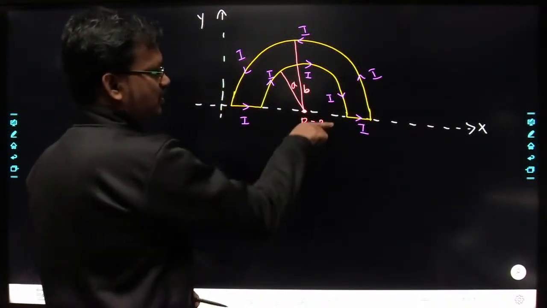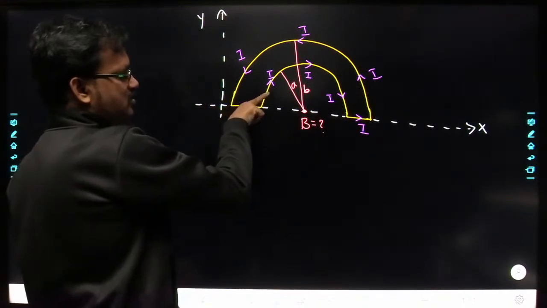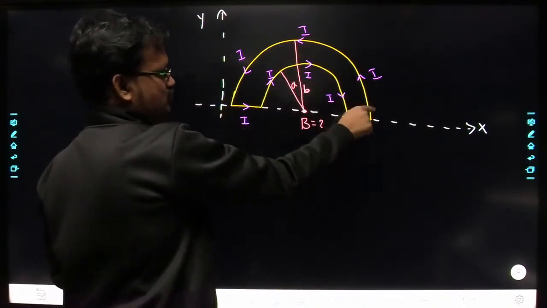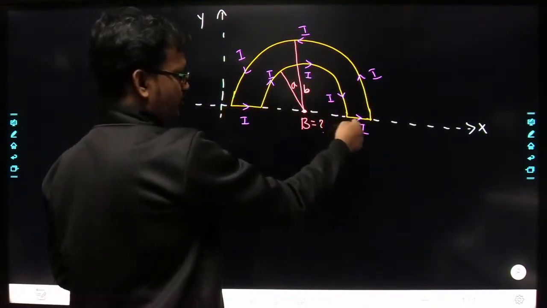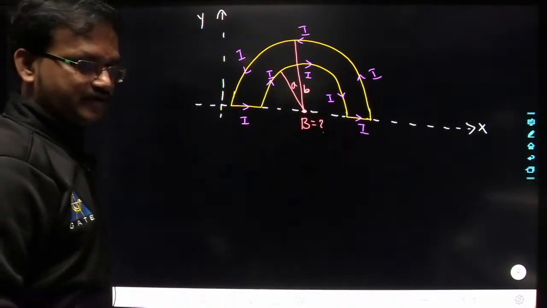So the current is flowing like this, it is flowing like this, and here it is flowing like this, and it is flowing like this. So it is flowing around this closed loop like this. Understood? Then what is the B field at this center?